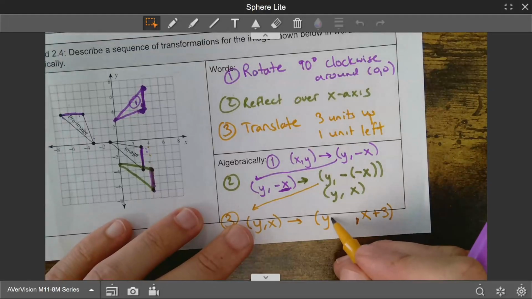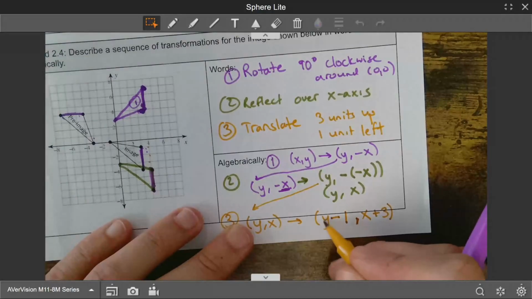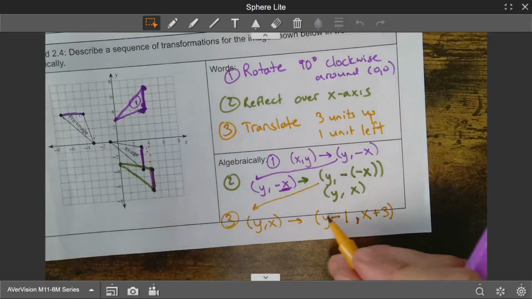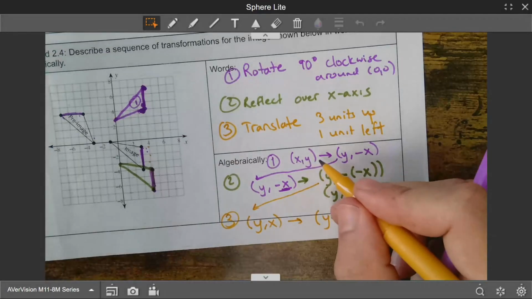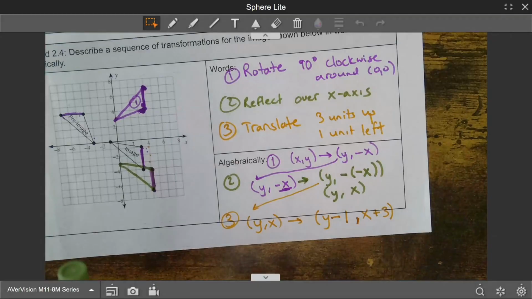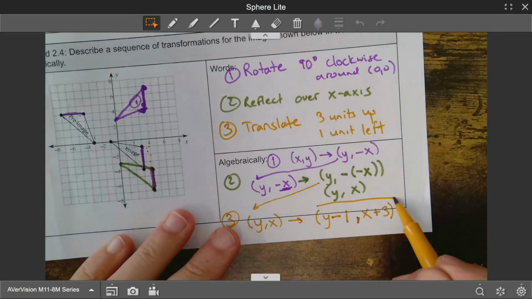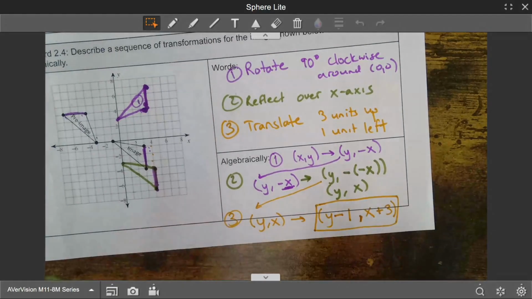1 unit to the left means I take my x coordinate and move it 1 to the left. How can you say x coordinate when there's a y right there? This y refers to the original y value. All right, that's just a placeholder for a number. It's the x coordinate, and we're going to move it 1 to the left. So our final answer here is right here. That's our final algebraic rule.